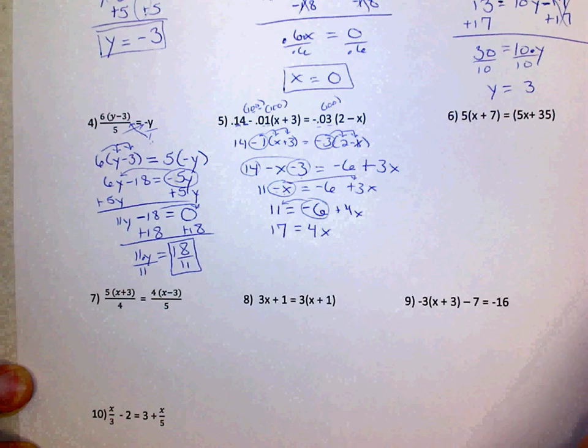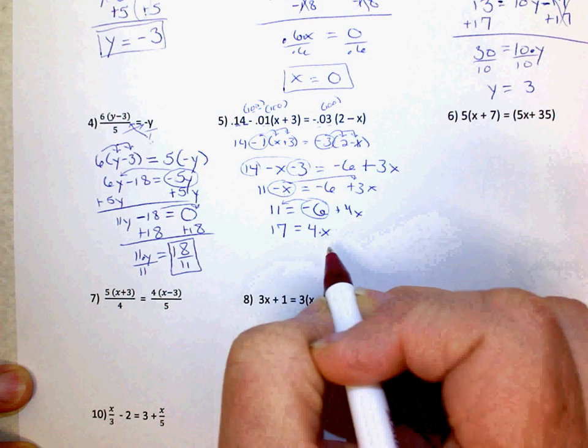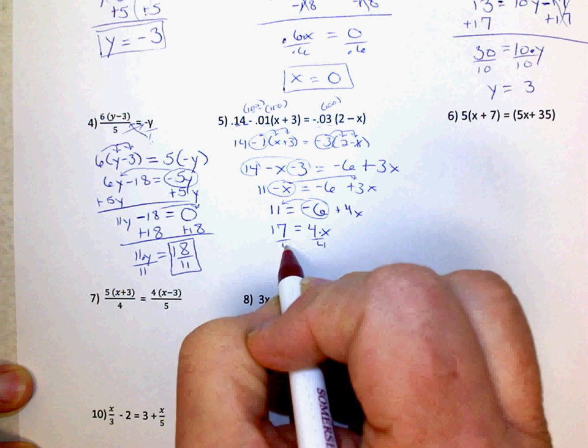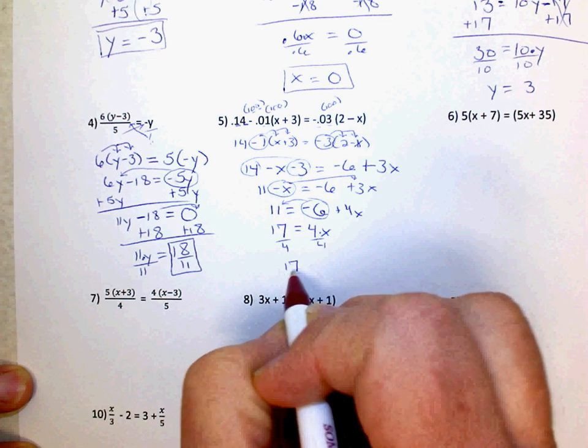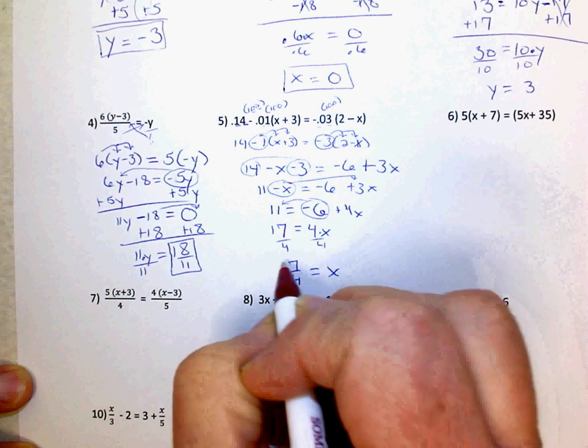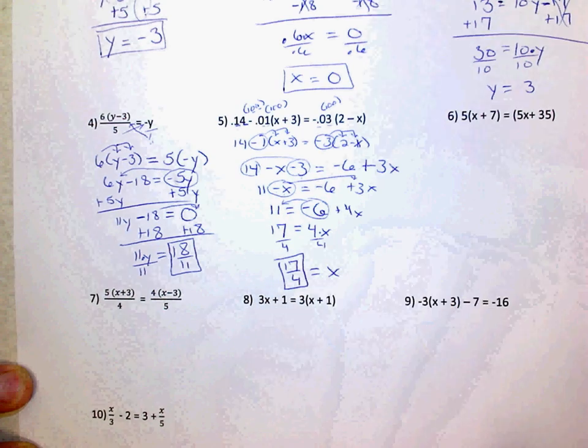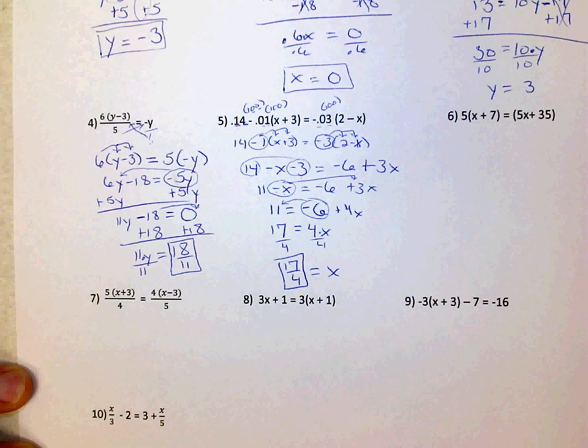And then the opposite of timesing is to divide. And this does not clean up. So we're left with 17 over 4, and yes, they still want the ugly fraction.